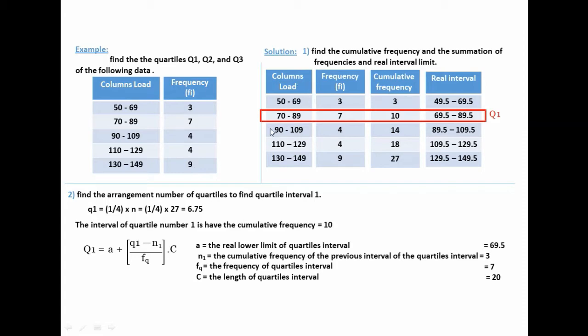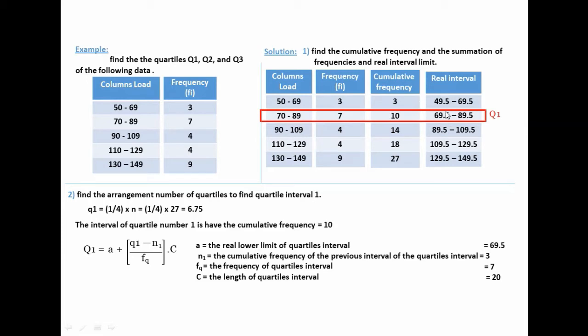In the form of groups, first of all, write the real boundaries. The classes 50 to 69, 70 to 89 are discontinuous data. So first of all, make the data continuous and find the real intervals. For the real intervals, subtract 0.5 from the lower limit and add 0.5 to the upper limit. So subtract 0.5 from 50 and add 0.5 to 69, we obtain 49.5 to 69.5. And now subtract 0.5 from 70 and add 0.5 to 89.